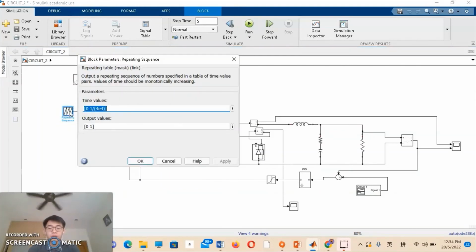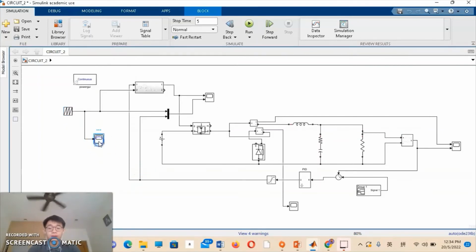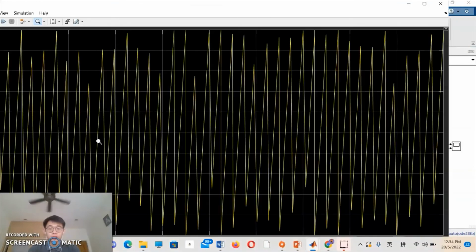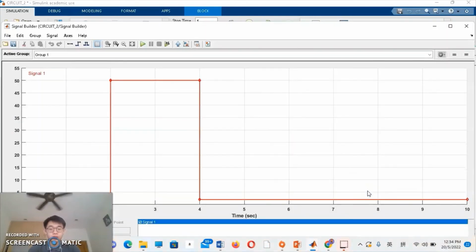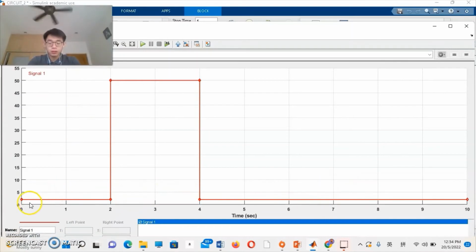And next we're going to have a look at the sawtooth signal. For the sawtooth signal, we are going to use a frequency of 40 kilohertz, and here will be the waveform of the sawtooth signal itself. Okay, next we are going to have a look at the reference voltage of the SMPS controller. So our reference voltage is from 0 to 50 volts. The reference voltage will change from 0 to 50 volts at the second, and it will change from 50 volts back to 0 volts at the fourth second.